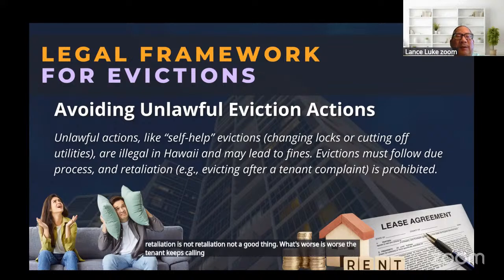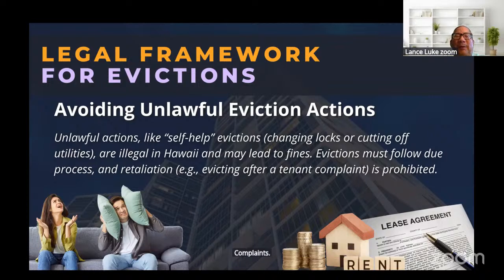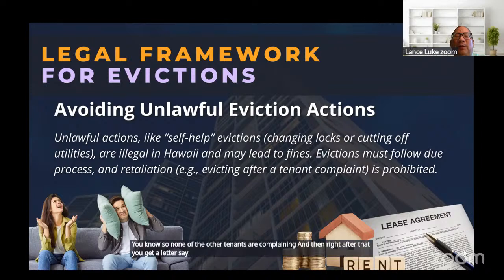Okay, let's say that the tenant's been there for a year, and he keeps calling and reporting complaints, and the property manager goes, you live in an apartment building. You're the only one that complains. None of the other tenants are complaining. And then right after that, you get a letter saying your rent is going to be increased $200 a month. And they didn't increase any of the other tenants.